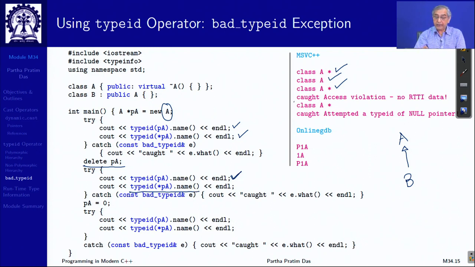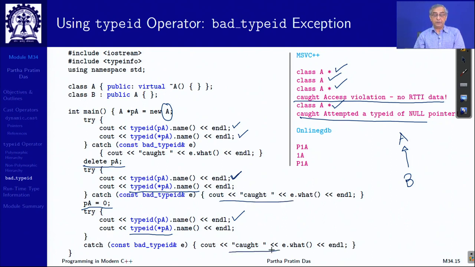So, I get this kind of a message on MSVC++ that access violation, no RTTI data. Now, I set PA to null. Again, the type of PA is correct, but when I try to check the type for the type ID of star PA, I am doing a null pointer referencing. So, I get a corresponding error, right. So, this is what is caught by this exception. So, these are some of the cases where bad type ID might get thrown because you are using the type ID on a bad object or a non-existing object and so on.